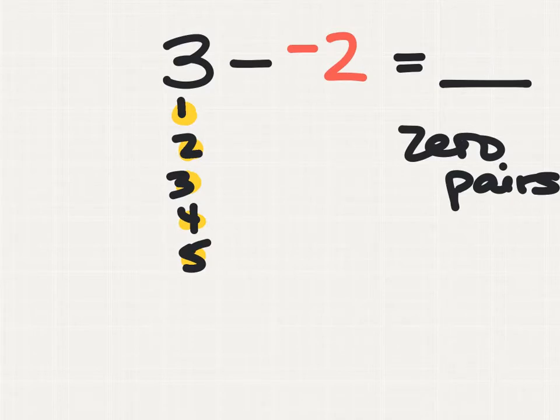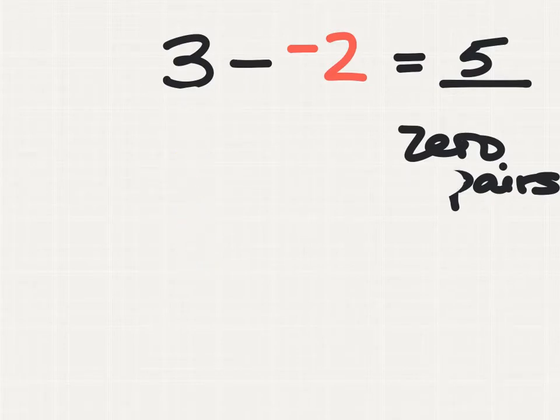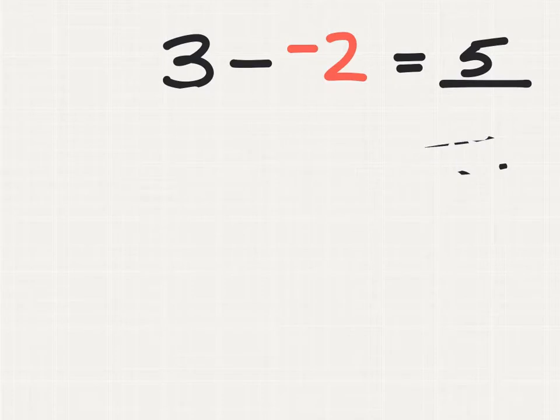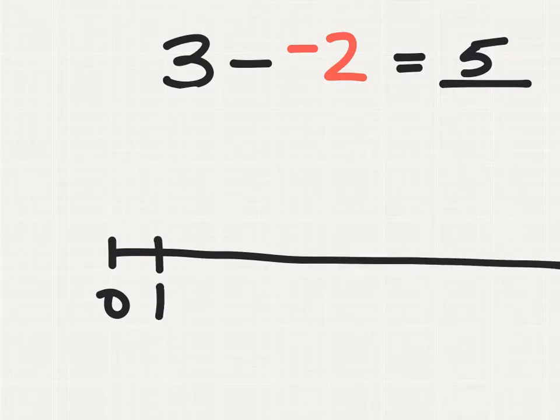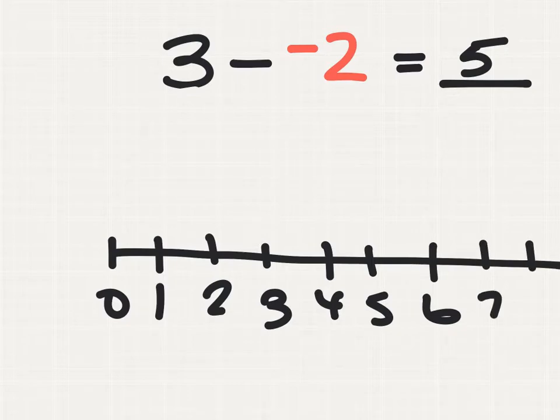So if I believe that the solution should be 5, let's see if I can prove this on a number line as well. 3 minus -2 should give me 5. So when I draw my number line, again, I start at 0, and I go 1, 2, 3. All of my positive integers are to the right of 0. I begin at 0, and I move right to +3, 3 steps to the right to get to +3.